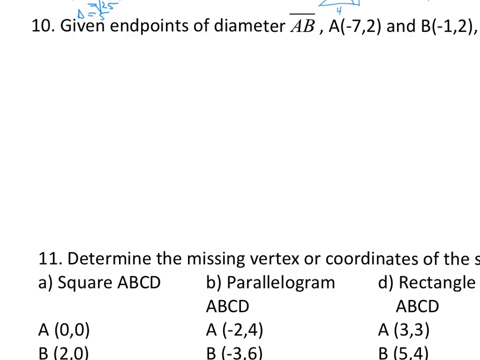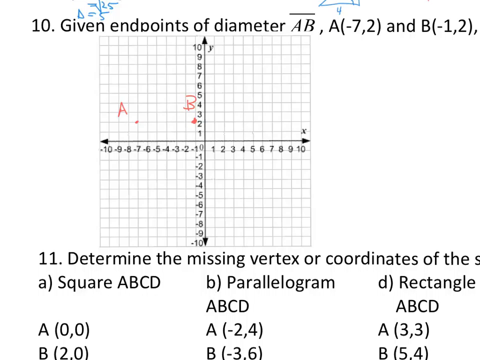In the next problem, we're given the endpoints of the diameter, and we're looking for an equation of the circle. So the first thing we want to do is graph those 2 points. So graphing those points, -7, 2, and -1, 2, what I can see, first of all, is that the center of that circle, so the circle will be just a rough drawing right there. There's our circle.